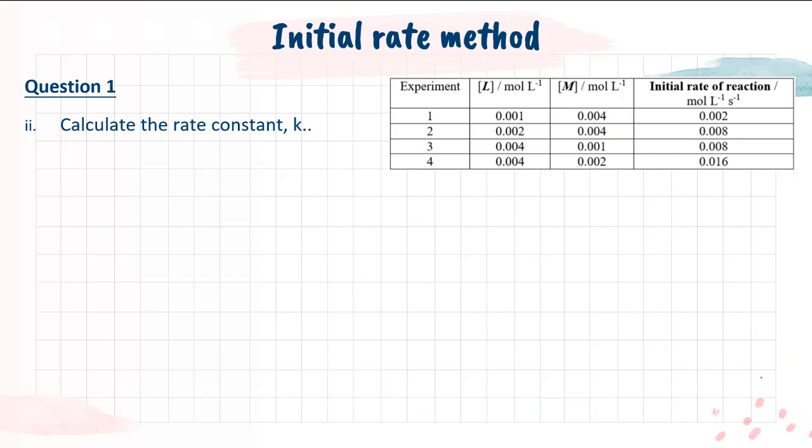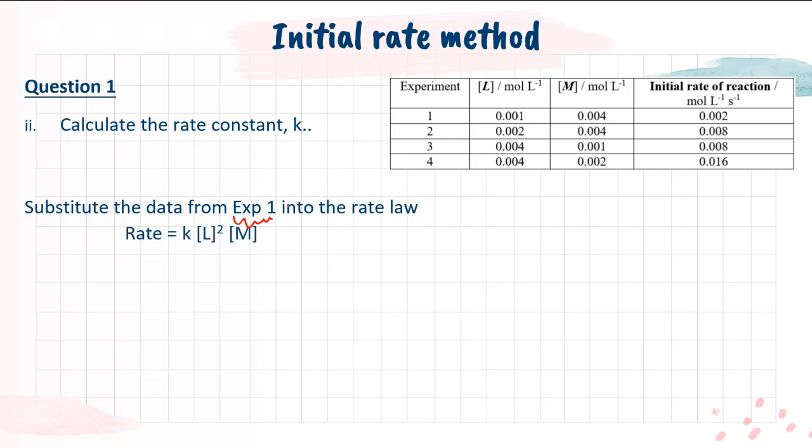Calculate the rate constant k. You can substitute the data from experiment 1 into the rate law. The experiment is chosen randomly. You can choose experiment 2, 3, or 4. It doesn't matter. Rate equals k, the rate law we just found, and then we just do substitution using data from experiment 1. So you find the rate constant equals 5 times 10 to the power of 5 L square per mole square per second. So this you need to do on your own.